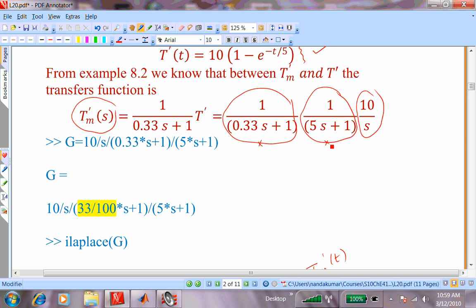This is a kind of a trick question, I guess. s is a Laplace variable, right? So for every s, there is a t. So what I'm asking is not at a particular s or a particular t, when will the two curves become the same? When will the two curves merge with each other? Never?